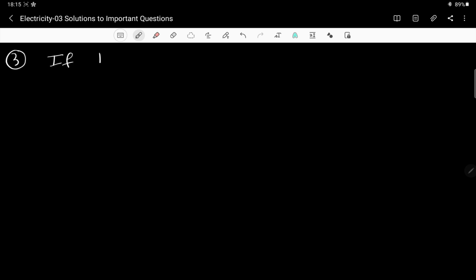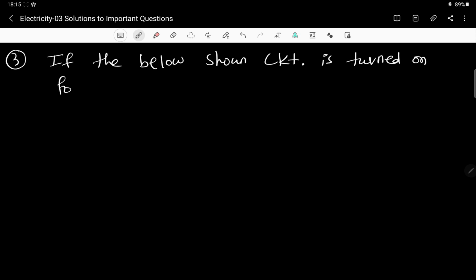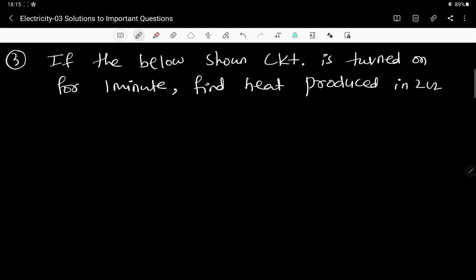Third question is like this: if the below shown circuit, I mean they have given one circuit here, is turned on for 1 minute, find heat produced in 2 ohm.